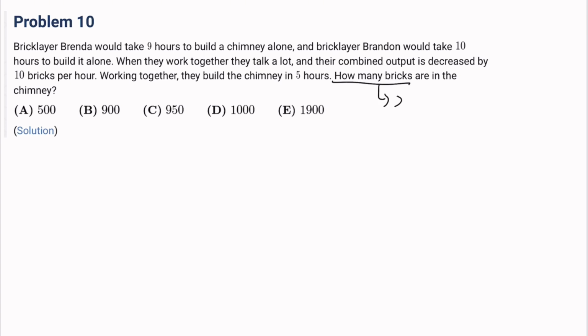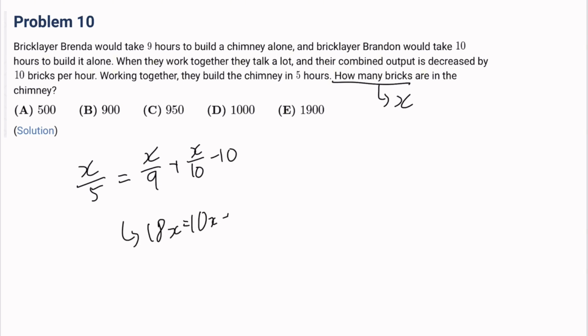If we say that x bricks are in the chimney, they build it in 5 hours, right? So each hour, they did x over 5 amount of work. But then bricklayer Brenda took 9 hours alone, so that's x over 9, plus Brandon takes 10 hours to build it alone, so that's x over 10. But their combined output is decreased by 10 bricks per hour, so this is minus 10, right? So multiplying 90 to everything, that means 18x equals 10x plus 9x minus 900. So if 18x comes that way, that means x equals 900. So that's our answer. It's 900 bricks.